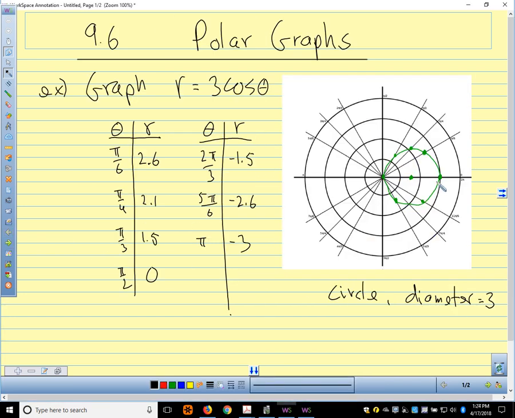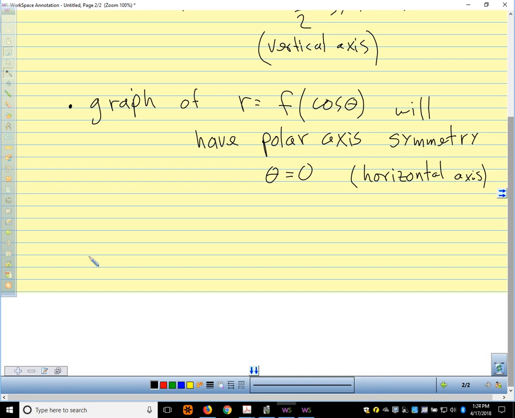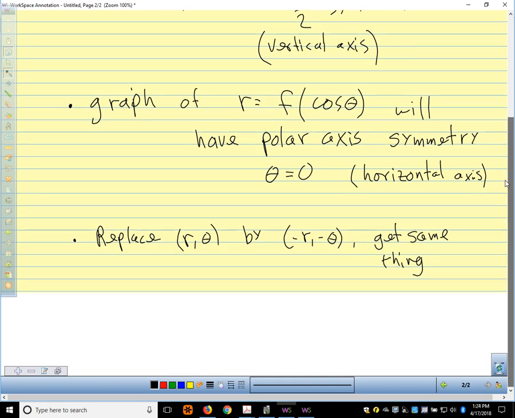So if we knew that ahead of time, we could have graphed the top half and then known the bottom half would be exactly the same. So these two rules we will use probably about 95% of the time. If you have a more complicated function, there are a few more rules for symmetry that we can use. If we replace r, theta by negative r, negative theta, and rearrange and simplify, and we get the same thing, this is going to have pi over 2 axis symmetry.